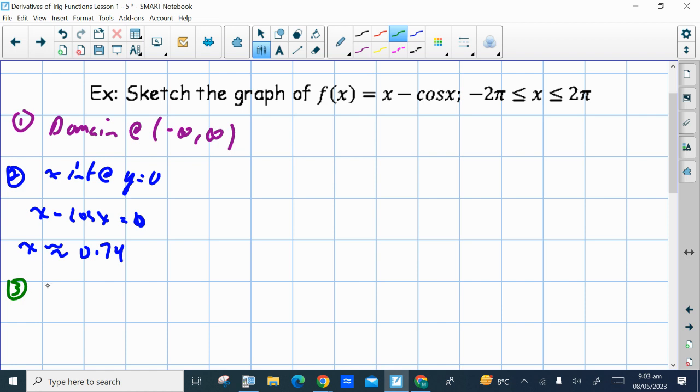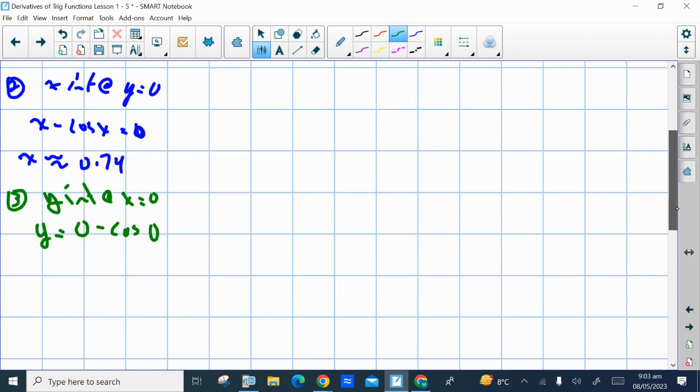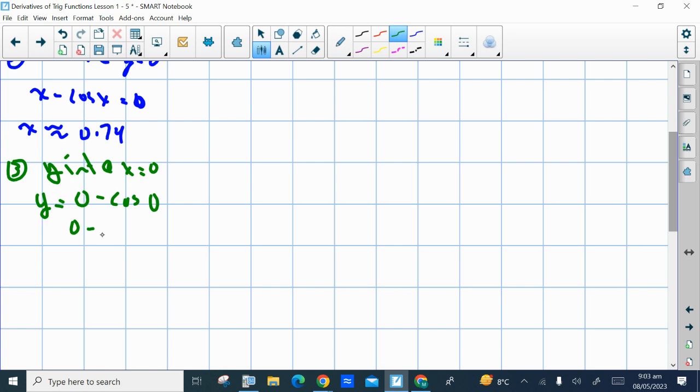But we can find the y-intercept by letting x equal 0. So it'll be 0 minus the cosine of 0. The cosine of 0 is 1 from the unit circle, and 0 minus 1 is negative 1. So our y-intercept is at the point (0, -1). So there's that.